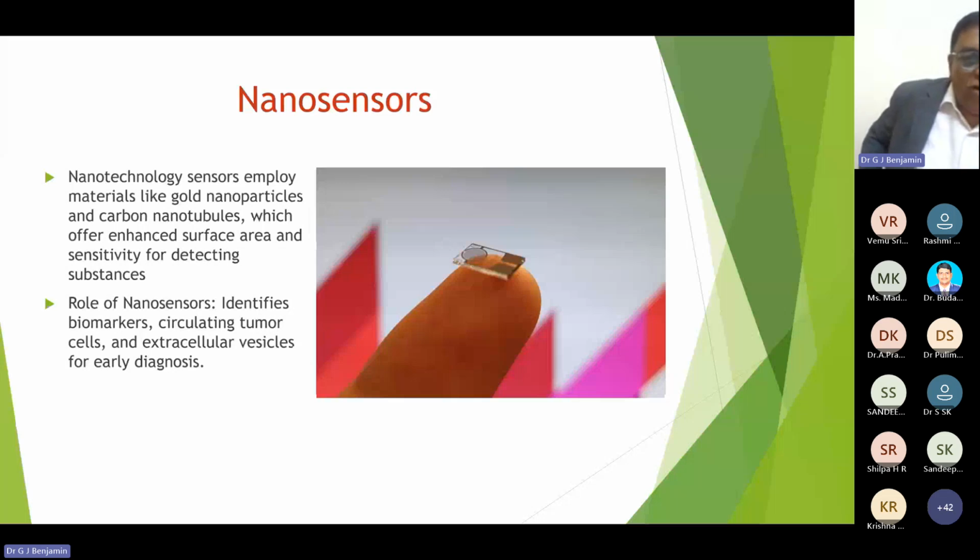The second thing that we will talk about is nanosensors. Nanotechnology sensors employ materials like gold nanoparticles and carbon nanotubes, which offer enhanced surface area and sensitivity for detecting substances. The role of nanosensors is that they identify biomarkers, circulating tumor cells, and extracellular vesicles for early diagnosis.